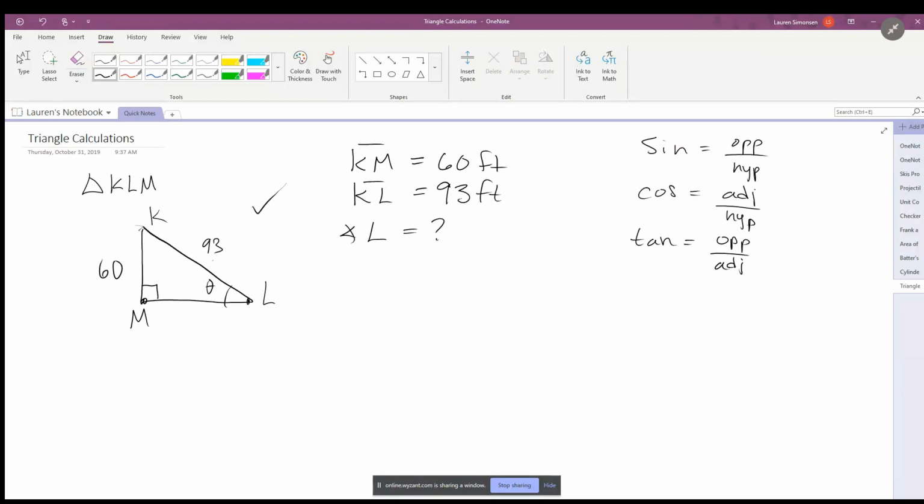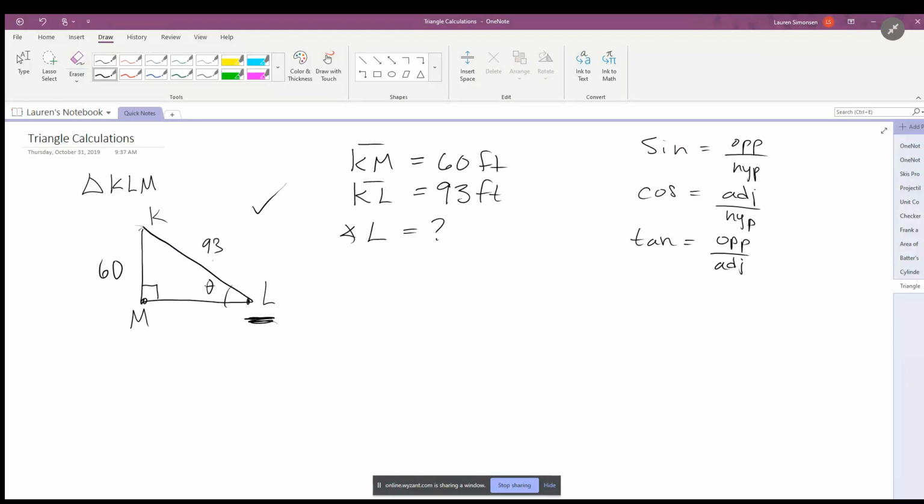So to find angle L, we are going to use our trigonometric ratio. So remember, sine is opposite over hypotenuse, cosine is adjacent over hypotenuse, tangent is opposite over adjacent. So we need to figure out what ratio we need to use in order to solve for L. Let's just write out what we do know.